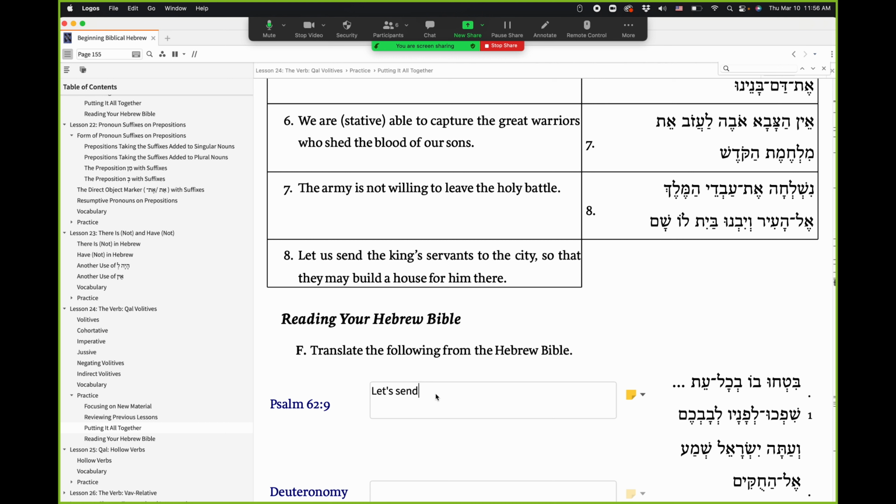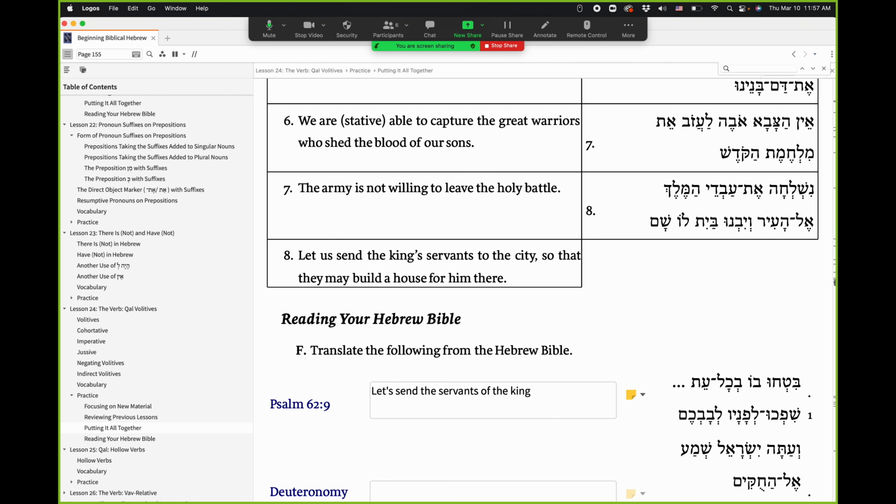Okay, what do you want, English, after the main verb? Give me the rest of the predicate in this order of preference. I want a standalone indirect object, that is a non-prepositional indirect object, first. We don't have one of those. After that, I want the direct object. What's our direct object? Et avdei hamelech, okay? So that is going to be, let's send the servants of the king. That is my direct object.